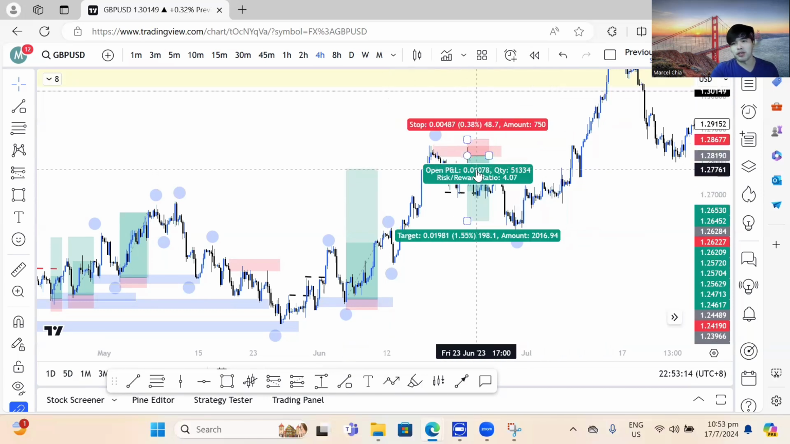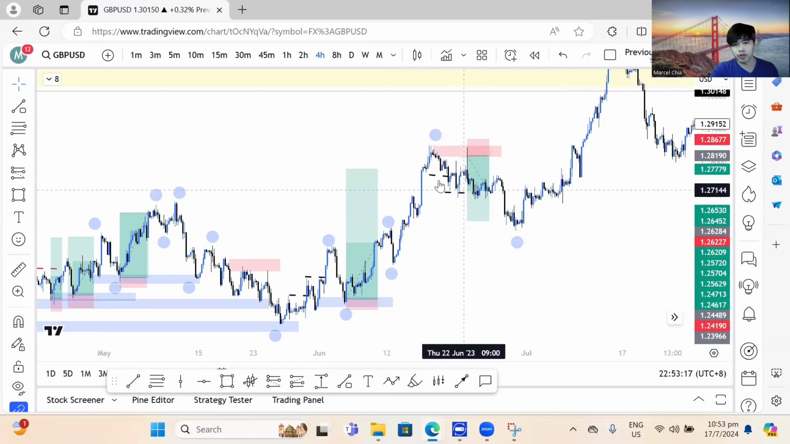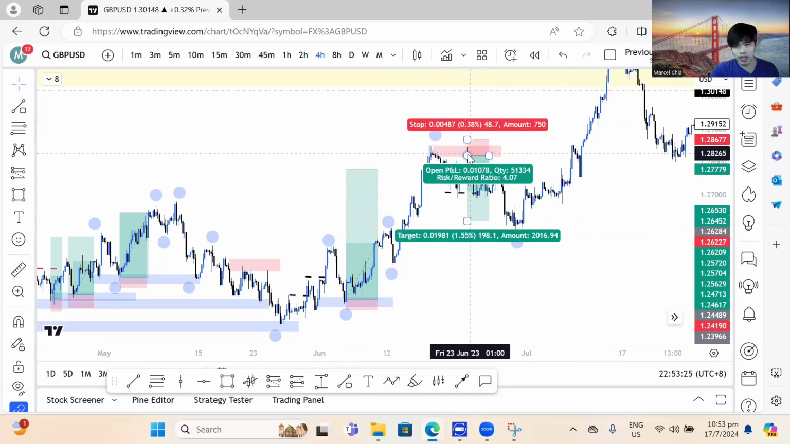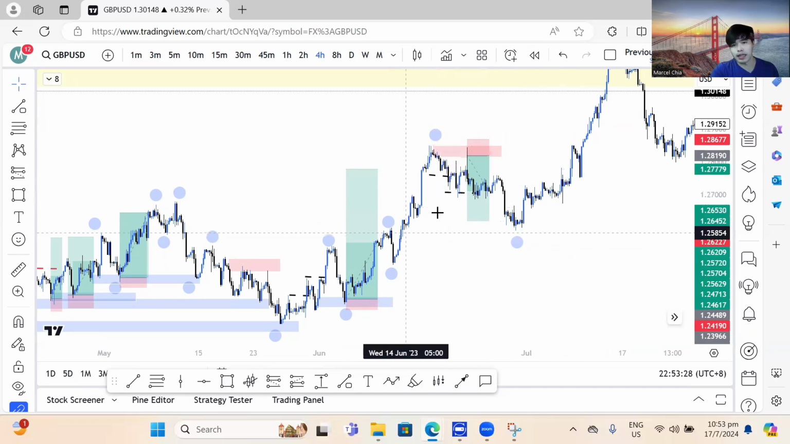So some of the confluence here could be there's a break in the internal structure to the downside. There's a liquidity that's being present over here. It is at the premium zone for sell, ideal for sell. And lastly, the next confluence could be here as well. There's this liquidity present here and there's this liquidity present here.